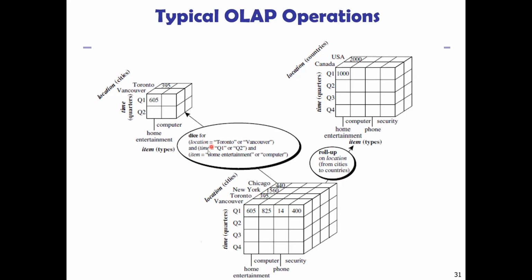Performing a dice operation on this data cube by specifying the values of location to be Toronto or Vancouver, and time to be Q1 or Q2, and item to be home entertainment or computer, will result in a smaller cube showing only the data based on these values.